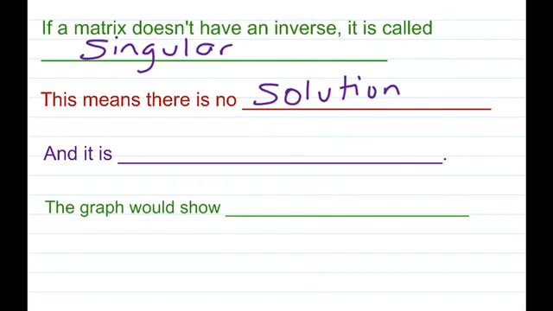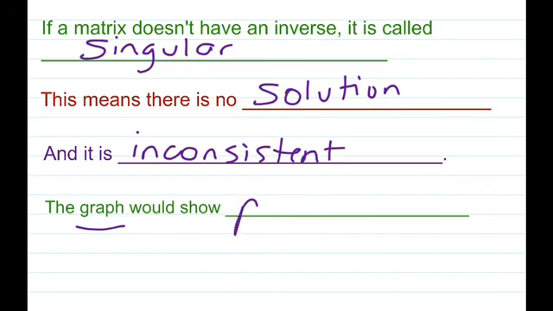And we've seen that before. It is also what we call inconsistent. And we've learned about that before. On the graph, if I was to graph my system, it would show parallel lines, and that's how you can check to see if you did it right. You can see if you graph it, does it really show parallel lines, because if it doesn't, then there would be a solution.